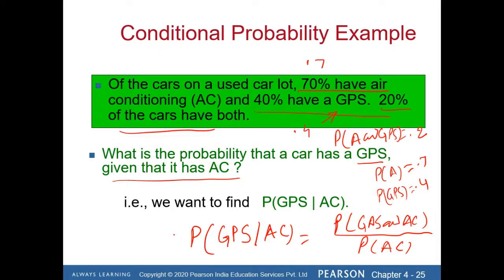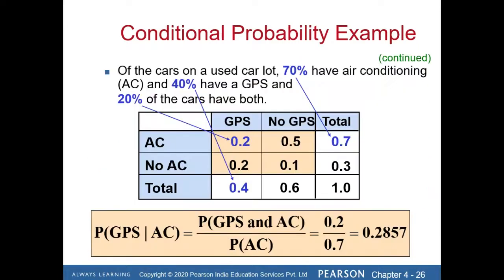So now you put in the formula. What is the probability of GPS and AC together? It is 0.2. And probability of AC is 0.7. So what is your answer here? We have already made the contingency table. 0.2 by 0.7, and it is 0.2857. So what is the probability of a car having GPS given that it has an AC? 0.2857. Am I clear?